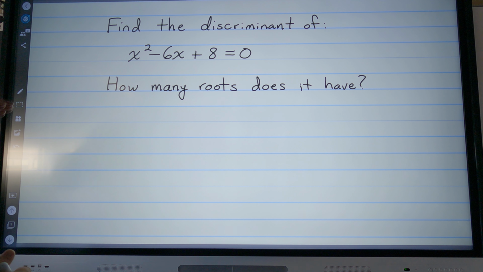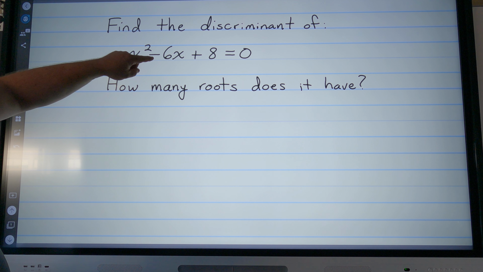All right, in this problem, we're going to find the discriminant of x squared minus 6x plus 8 equals 0. And we want to know how many roots does it have. Now, the discriminant is b squared minus 4ac. It's the part under the square root of the quadratic formula. And that's when a quadratic is in the form ax squared plus bx plus c equals 0.